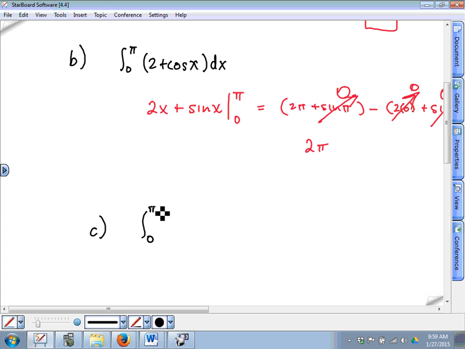Let's try this one: from 0 to pi fourths of secant squared theta over tangent squared theta plus 1 d theta. Let's try that one. This is easier than it seems. Forget when you're writing a theta, not an x.